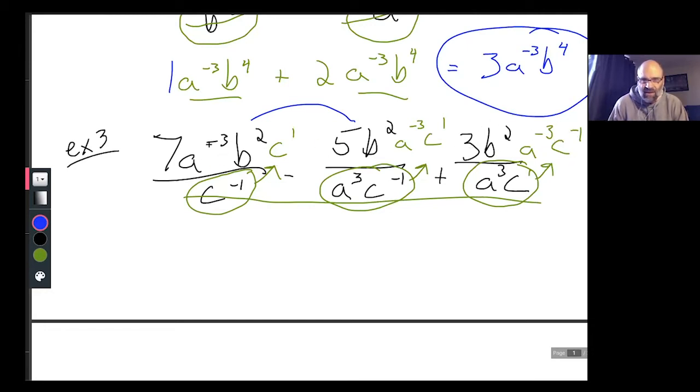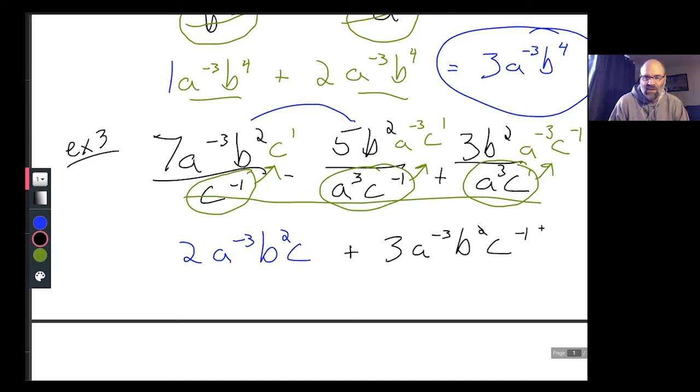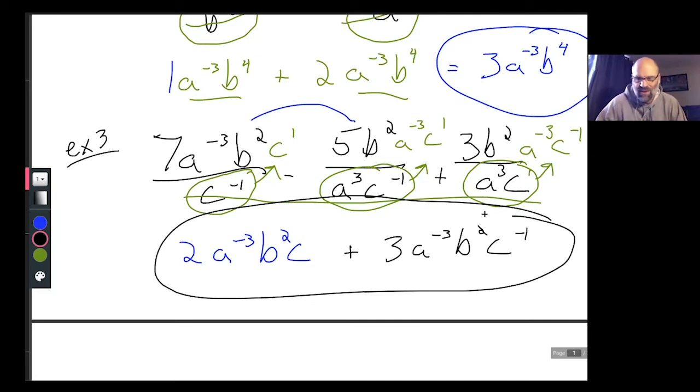So let's do the math. Don't forget, this is a subtraction sign here. So 7 minus 5 is 2, a to the negative third, b squared, c. Do I need that 1 exponent? No, I don't need that. And then plus, what didn't belong here was that guy, so I'm just going to write that in alphabetical order: a to the negative third, b squared, c to the negative 1, and that's it. That's all you can do. It's frustrating because you want to combine them all together, but you're going to have to live with that small amount of dissatisfaction, so sorry.